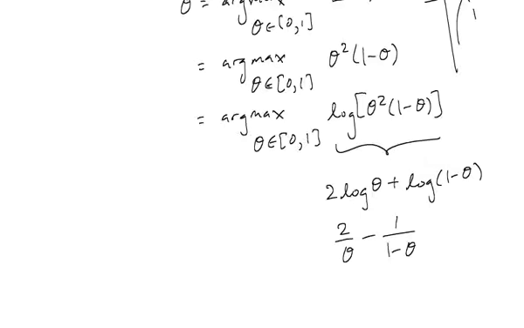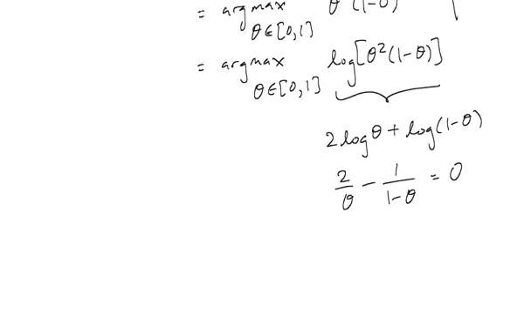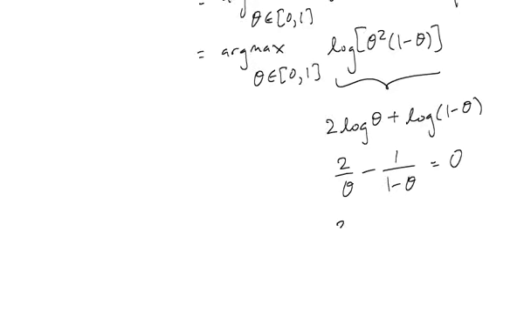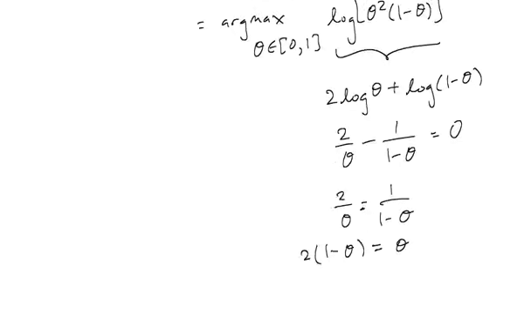And so I'm going to set this derivative equal to 0. What that amounts to is 2 over theta equals 1 over (1 minus theta). So 2 times (1 minus theta) is equal to theta. So 2 minus 2 theta equals theta. 2 equals 3 theta. So the best choice is theta hat equal to 2/3.